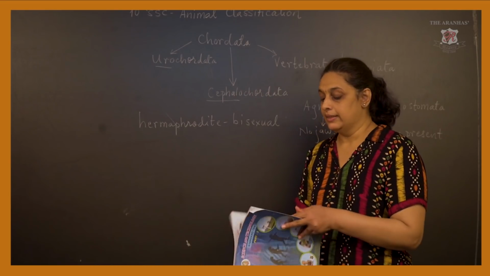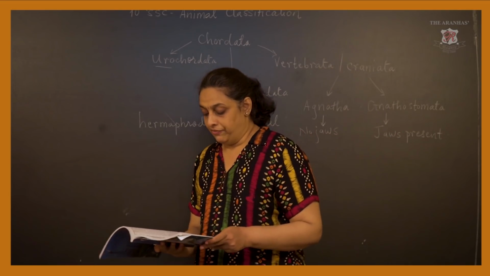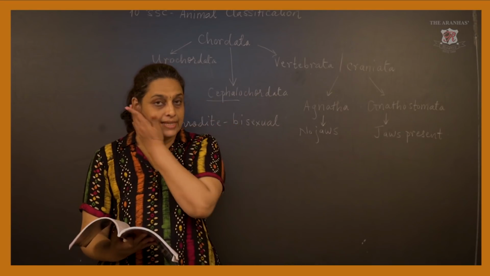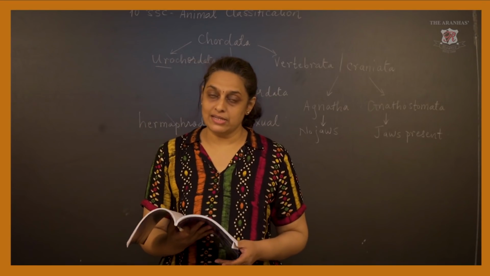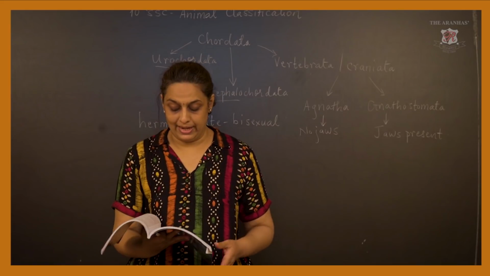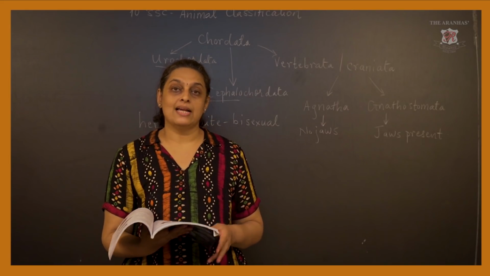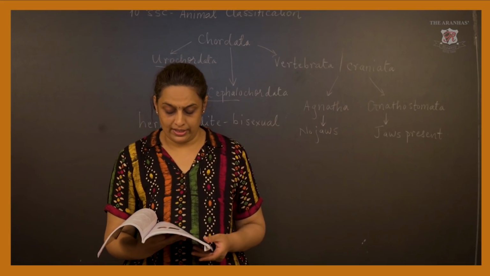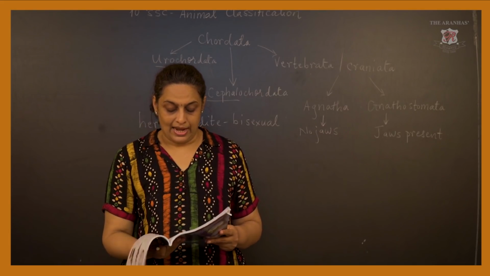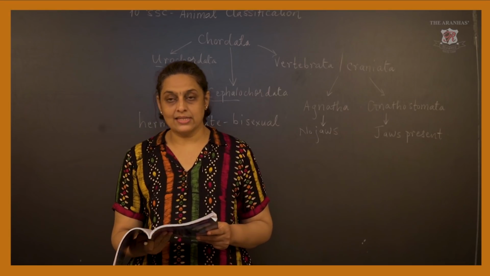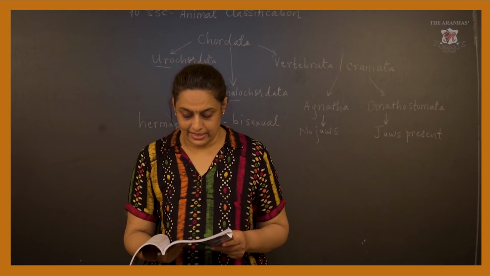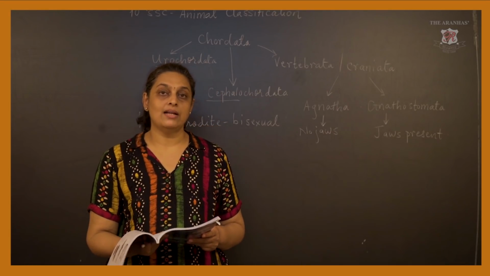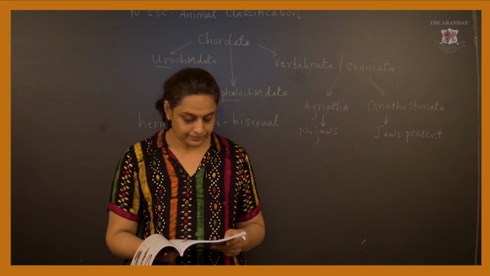Okay. Then cephalochordates, these are fish-like marine animals. So, again aquatic habitat. Notochord, as I have told you, extends from head to tail region, and the pharynx has gill slits. These animals are unisexual.